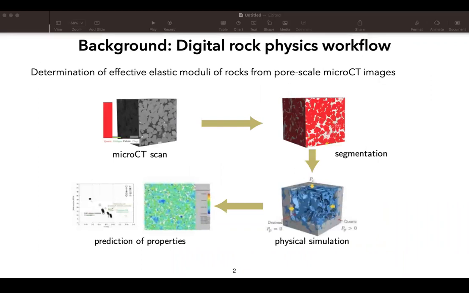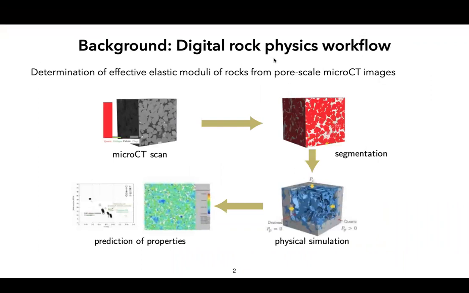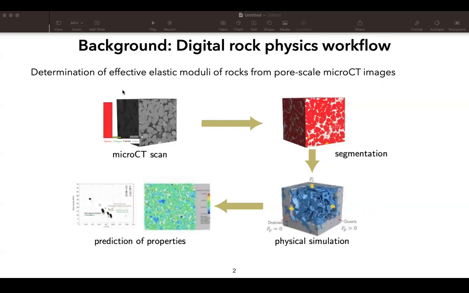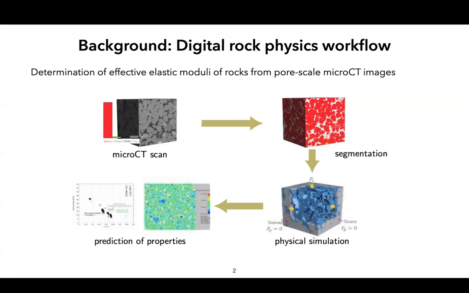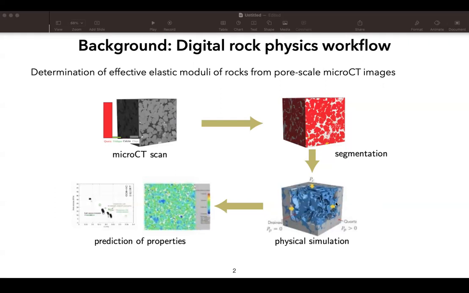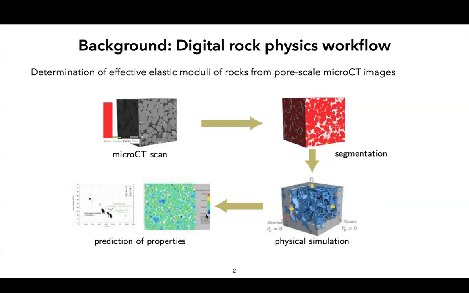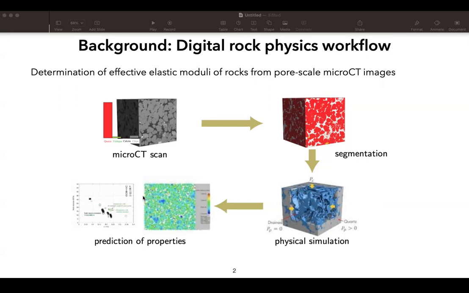To start with, here is the basic workflow of digital rock physics. We start with the grayscale image that we obtain from a micro CT scan, and then we segment it into different constitutive materials. We perform a physical simulation on the segmented image, and then we obtain our desired properties.